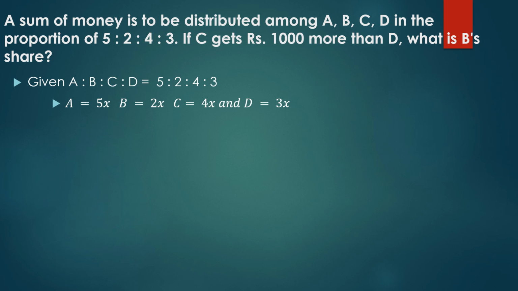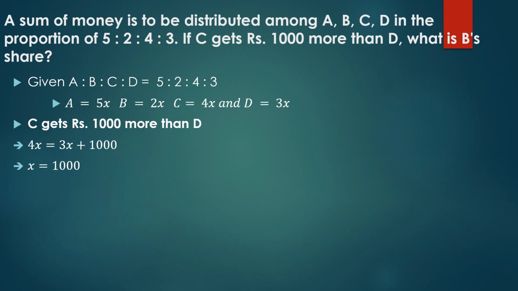Now it is given that C gets 1000 rupees more than D. So the value of C is how much? 4x. The value of D is 3x. So 4x equals 1000 more than 3x. So 4x is 3x plus 1000, or simplifying, 4x minus 3x is x equal to 1000. We have to find out B's share. So B's share is 2x, that is 2 into 1000, that is 2000.